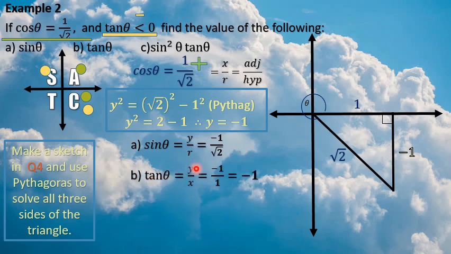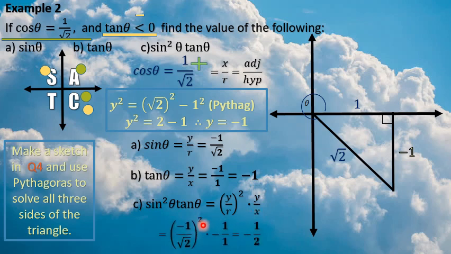B, tan theta, shade your rear because x-ray is tan your exterior. We know the y value is negative 1. Our x value is positive 1. So that simplifies to being negative 1. Last but not least, we know that sine squared theta is shade your rear squared times tan theta, because x-ray is tan your exterior, y over x. Now substitute in the relevant values and simplify to get negative a half.